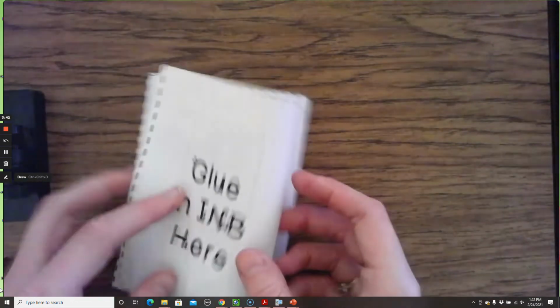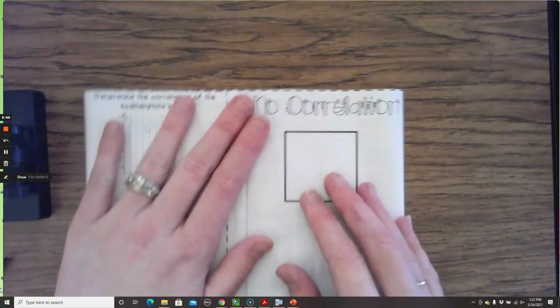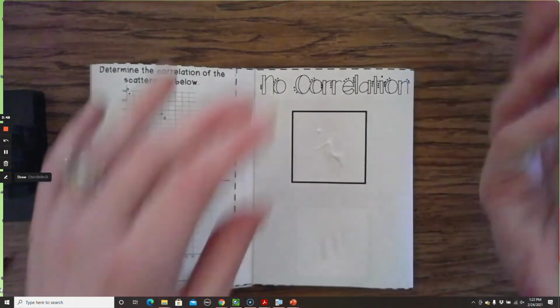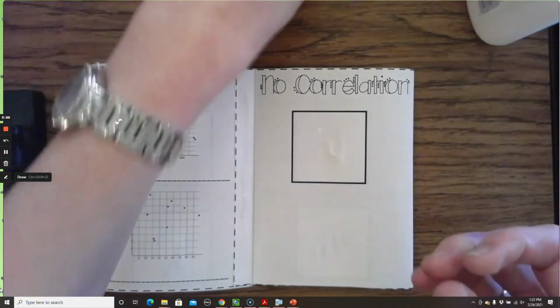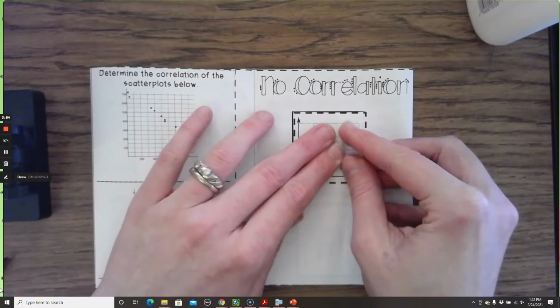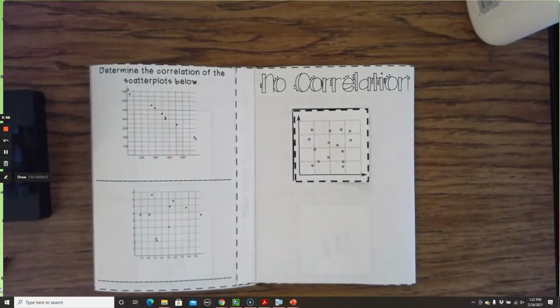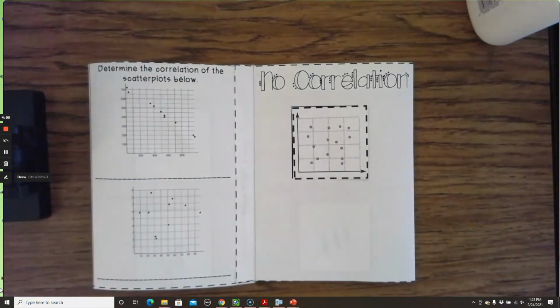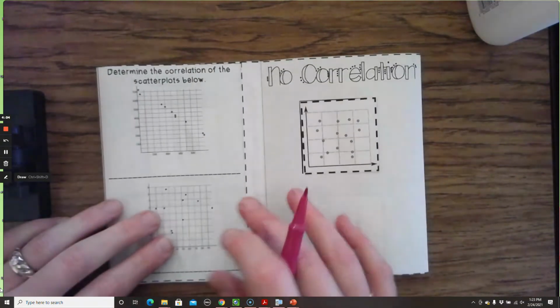If we flip over to the back sides, we have no correlation. And no correlation, just like no association, it looks like you took a bag of marbles and you threw it on the ground. You can't tell if it's positive, if it's negative. There's no relationship between the data. On these last two, we're going to determine the correlation of the scatter plots below.